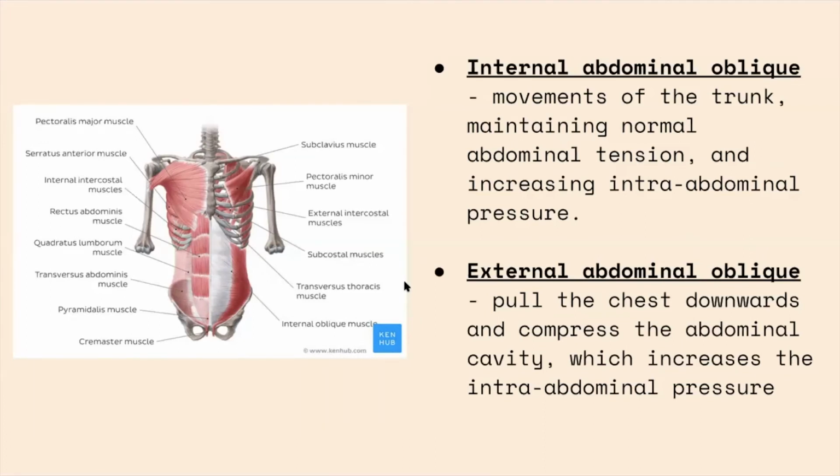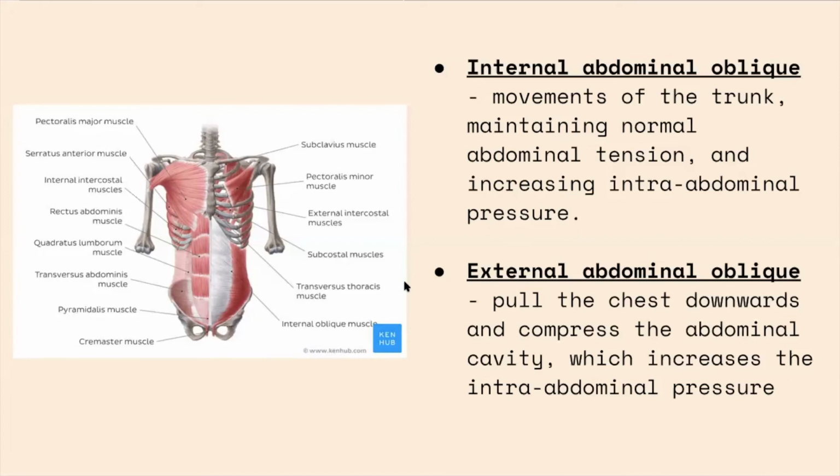So what that is responsible for, it's basically one of the muscles in your abdomen. It helps with movements in the trunk, in your upper area, above your legs, and below your neck. It maintains the normal tension in this area, and it increases the pressure in this area. And what the external abdominal oblique does, it pulls the chest downwards and compresses the abdominal cavity, which increases intra-abdominal pressure. So basically, let me make that simple for you.